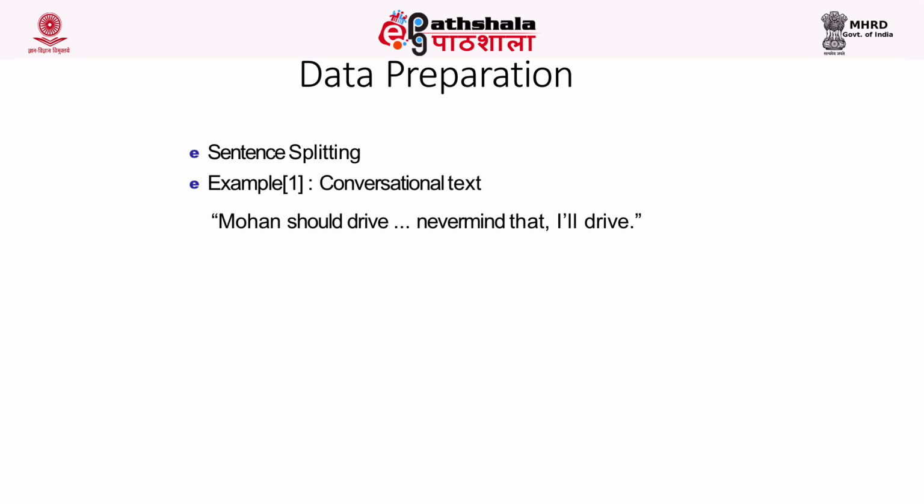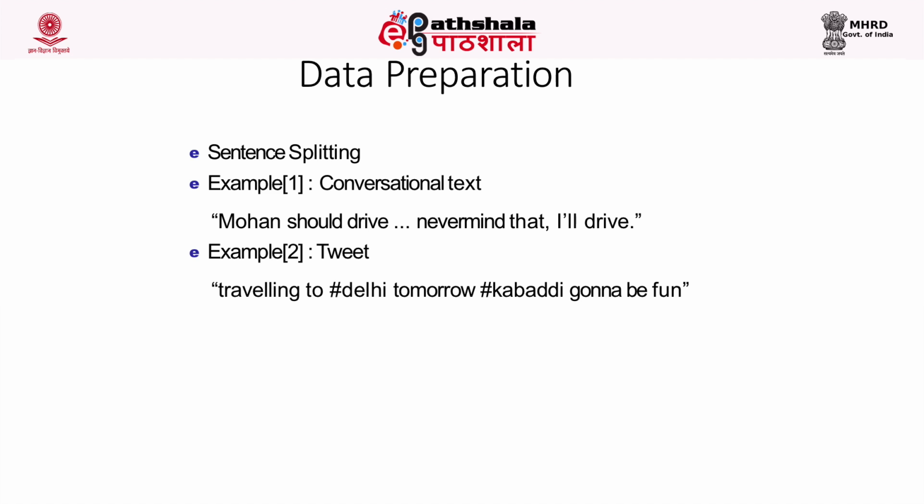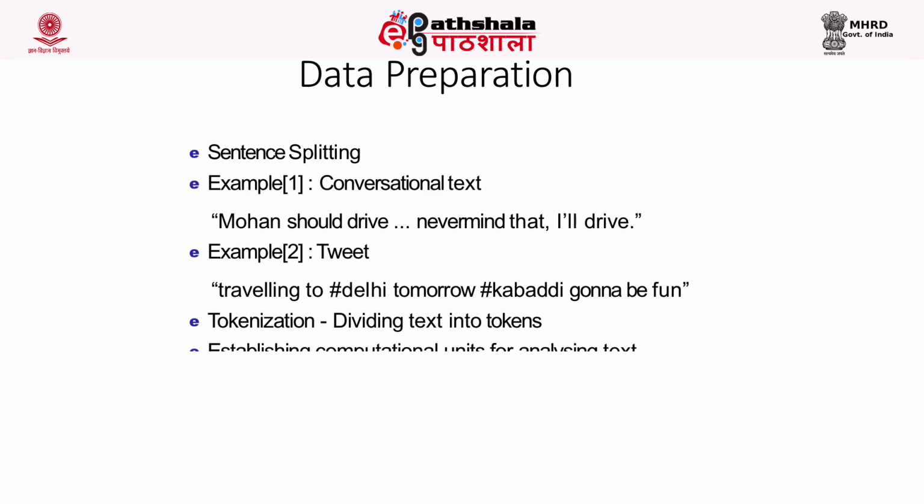For preparing the data for annotation and also for processing, the first step in a corpus is splitting sentences. So splitting the text into sentences. For example, if we take a conversational text, "Mohan should drive, never mind, I'll drive." Now one should be able to split it into two sentences. Here, one is "Mohan should drive" and the other is "never mind that, I will drive."